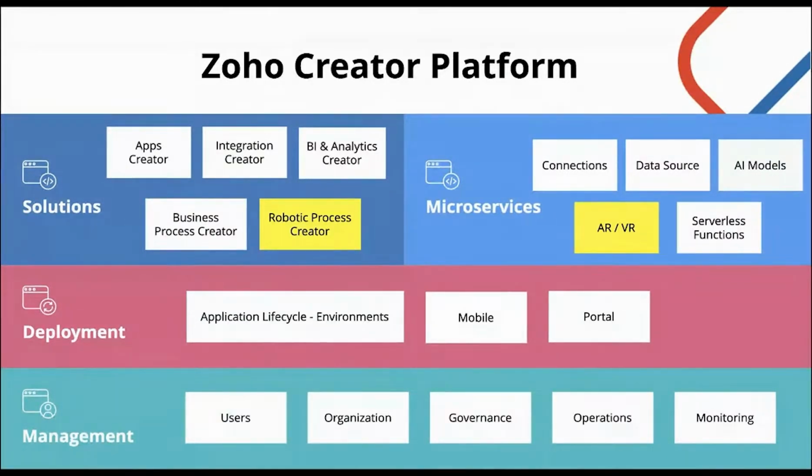Okay, so talking about the business process creator, we already have this concept called Blueprint, which can automate the business processes which are happening inside a Zoho Creator application. So we are working on robotic process creator. It's a work in progress. It will be available in the later versions of Creator 6. So coming to microservices, we have connections, data source, and AI models. We'll be discussing microservices in detail in tomorrow's session.